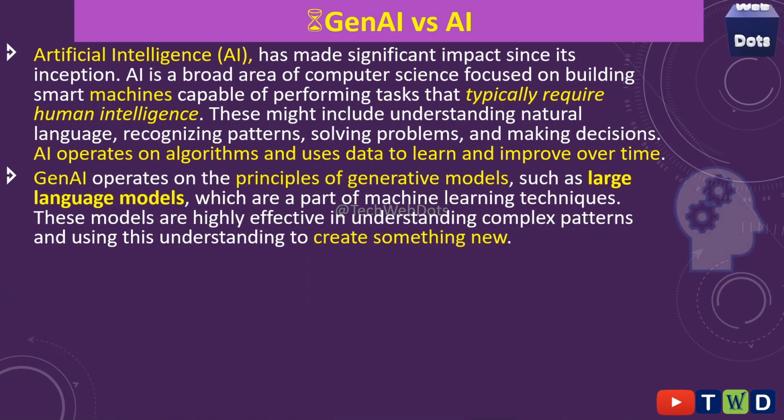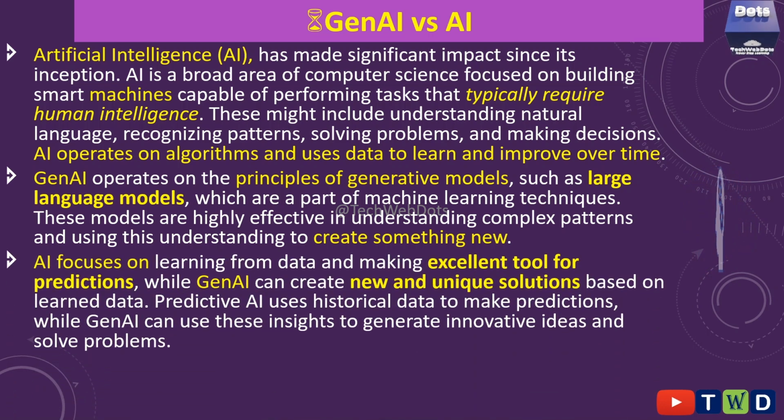But when it comes to Gen AI, it operates on the principle of generative models such as large language models, which are part of machine learning techniques. These models are highly effective in understanding complex patterns and using this understanding to create something new, right? So every time it is creating something new, and it is completely based on language models. AI focused on learning from data is an excellent tool for prediction, while generative AI can create new and unique solutions based on data that it has already learned.